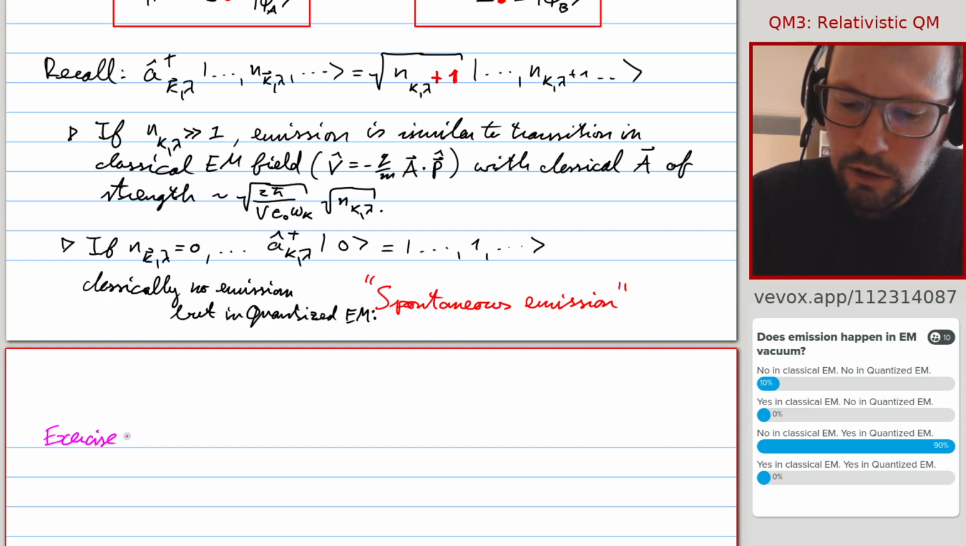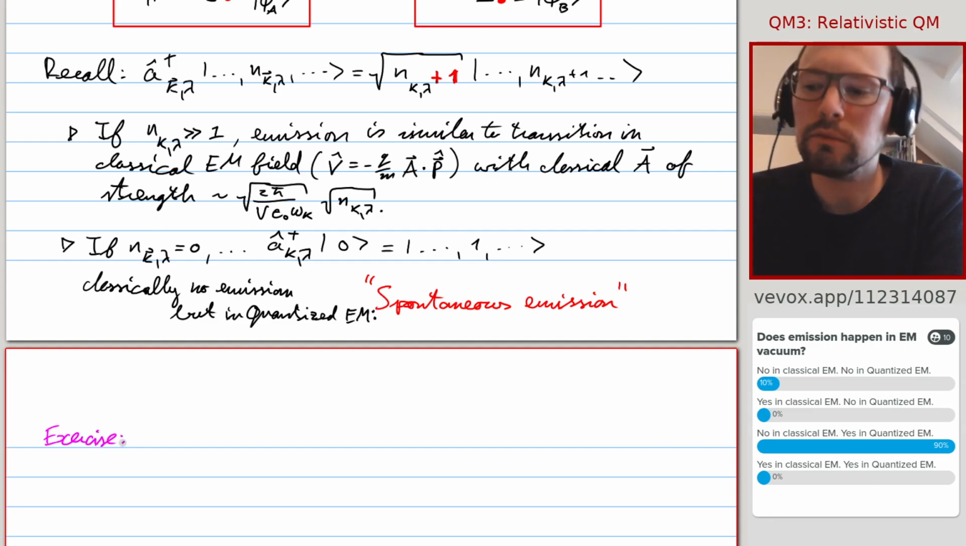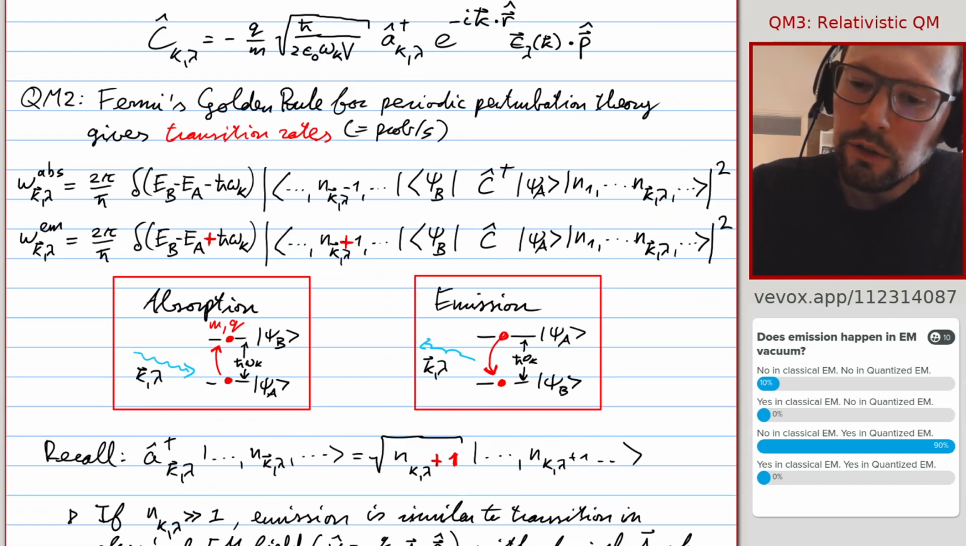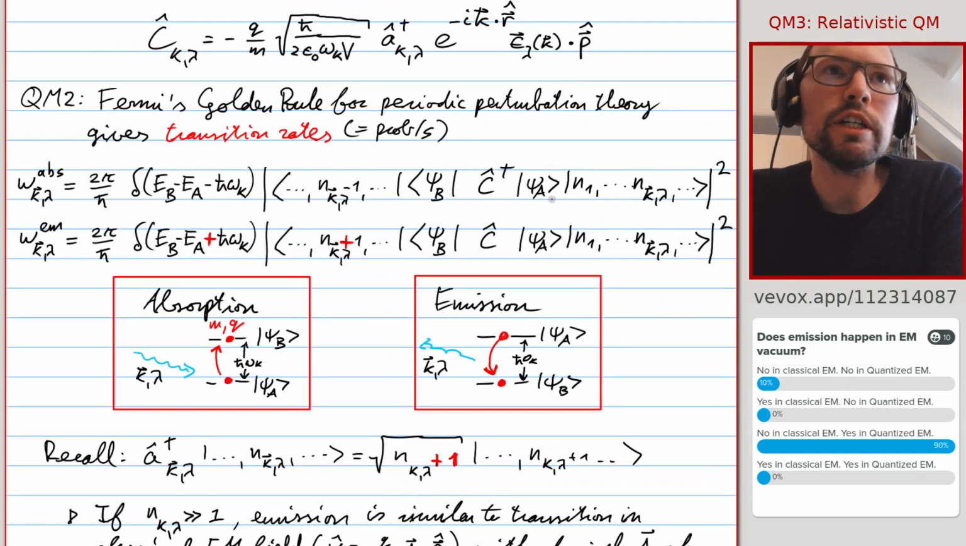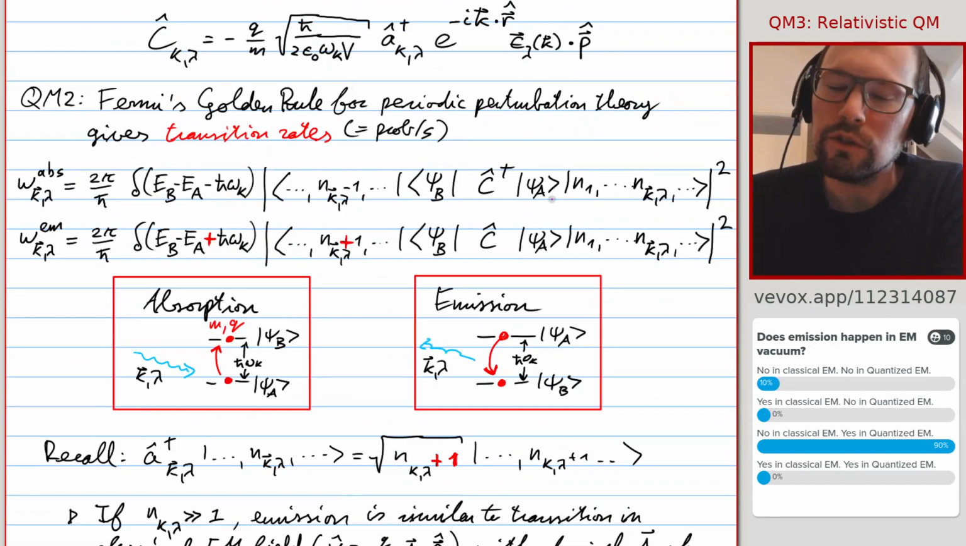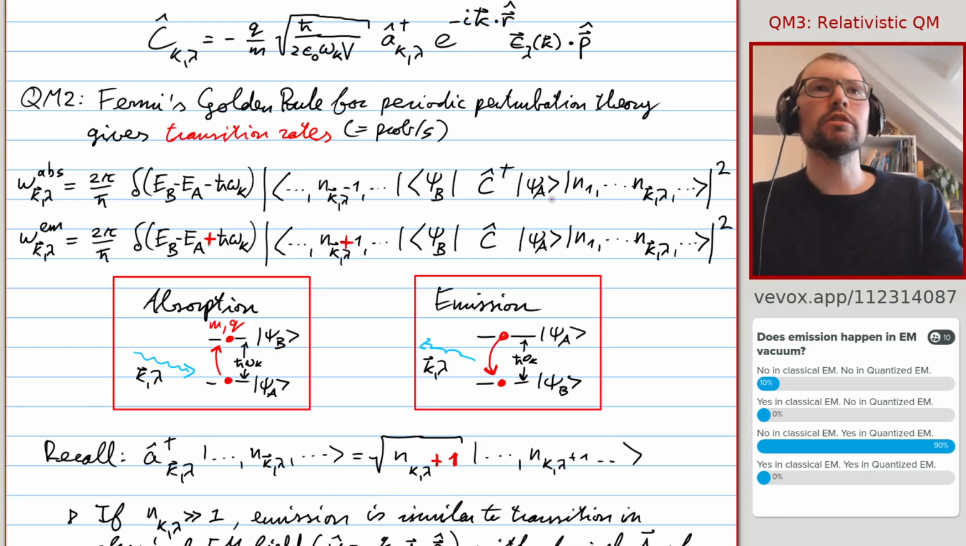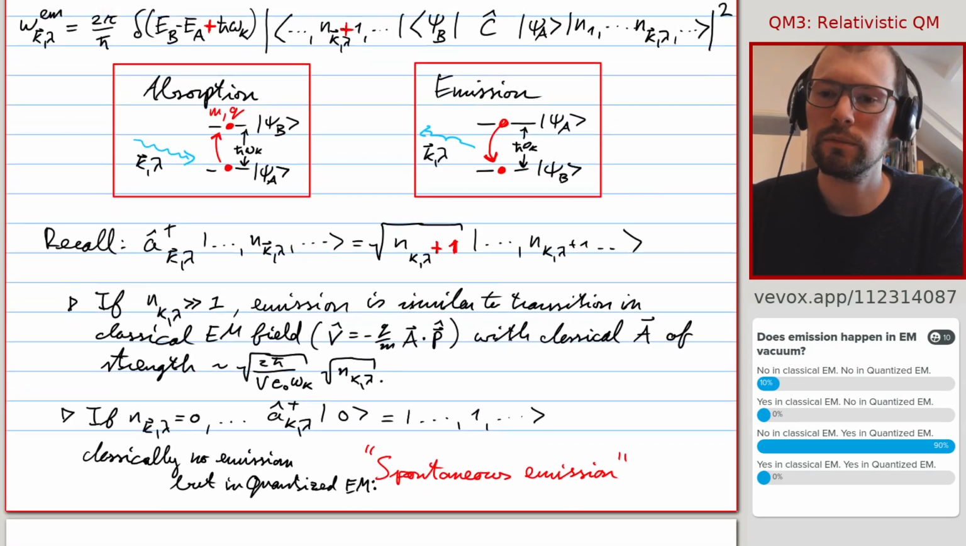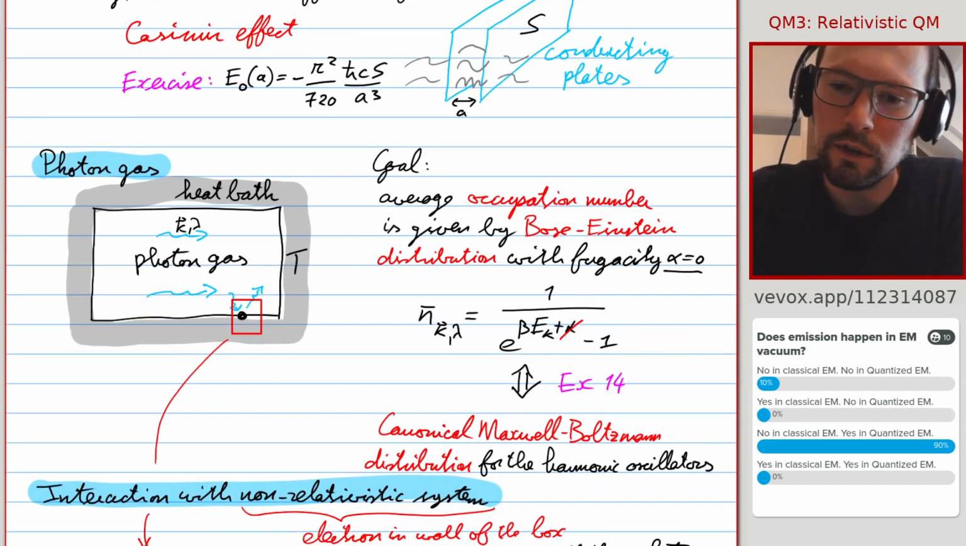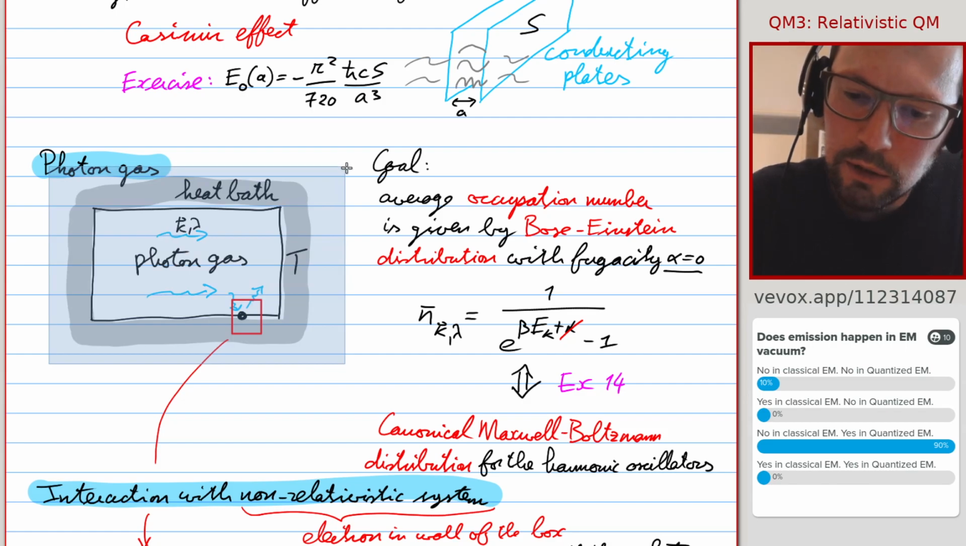Now in the exercises on Monday, you will use these transition rates to see what it means for the photon gas to be in equilibrium with this particle in the wall. Let me copy this picture.